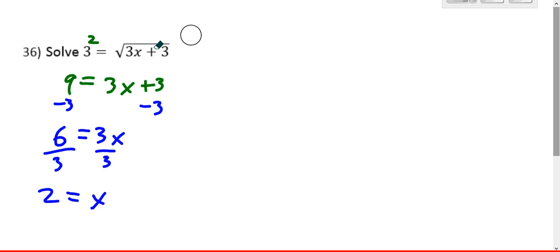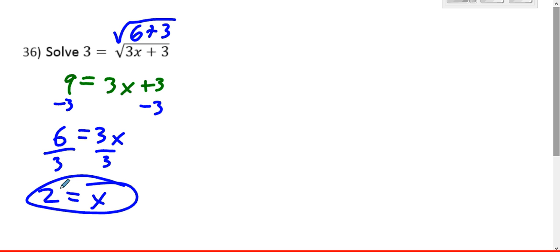Plug it back in just to make sure. 3 times 2 is 6, plus 3. Square root of 9 is 3. That works.